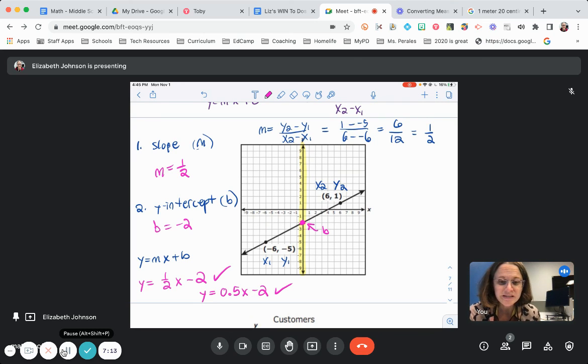Now there's 2 examples for you to look at on your own. So when you stop the video, you're going to have a chance for a little bit of practice.